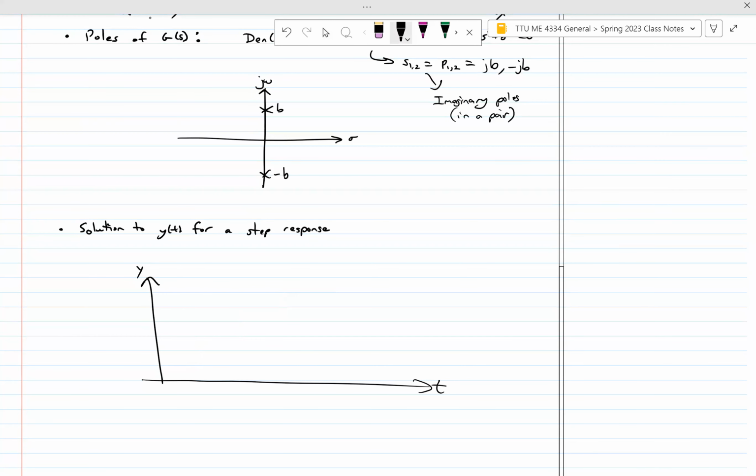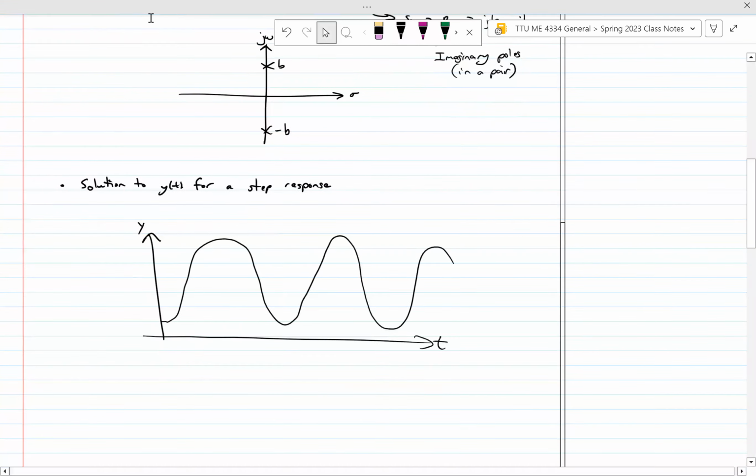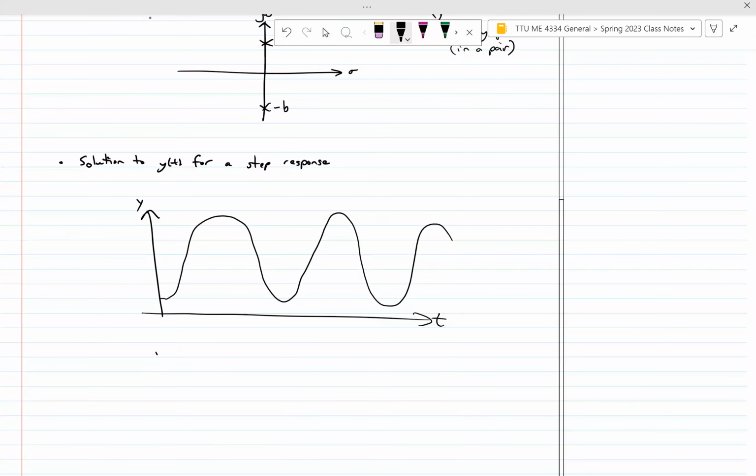What it's going to look like, well, maybe it'll start out a little bit funky, but actually it would look something like this. A sinusoid around a constant, right? Remember, our responses are the free plus the forced parts. The pole associated with the forced part is a constant. The other two free parts are our two exponentials we talked about earlier.